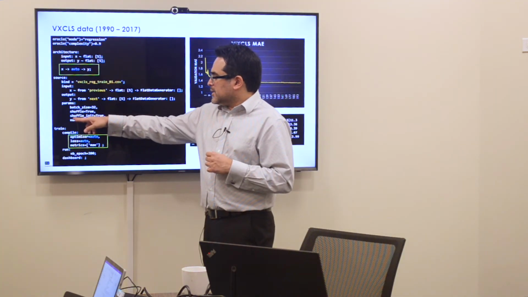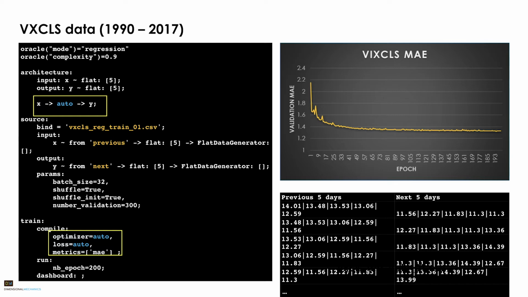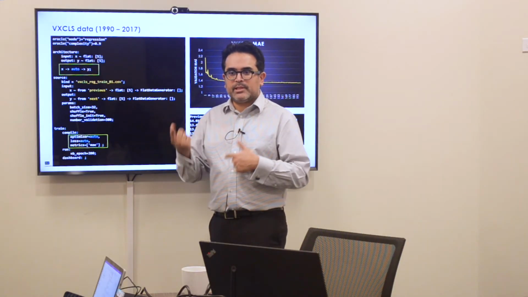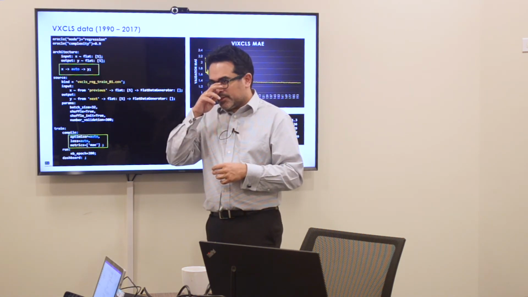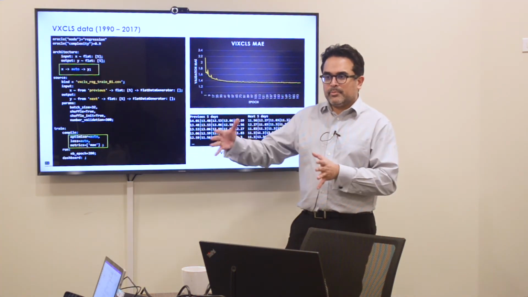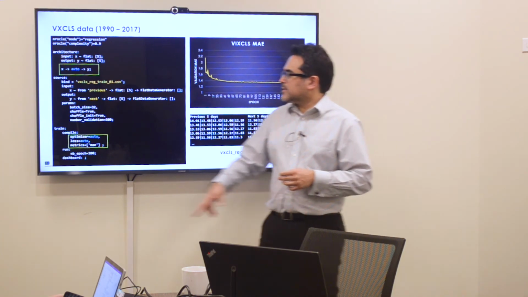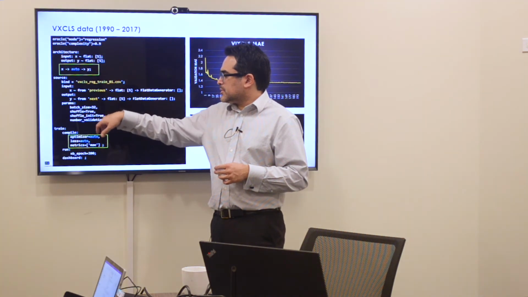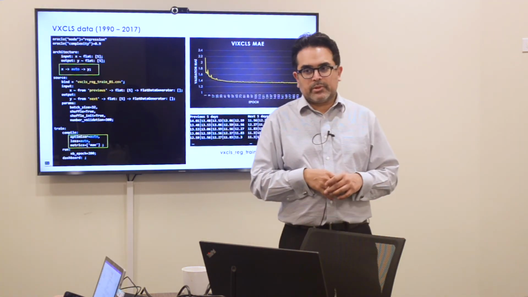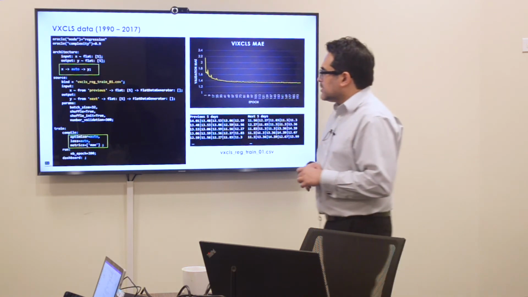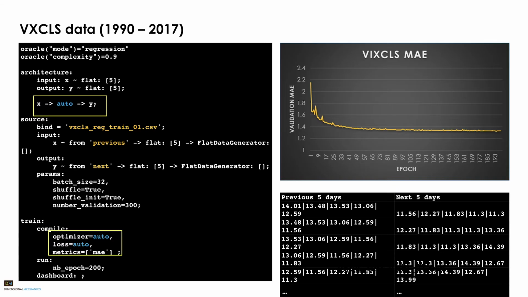So this says init equals true, which basically says I'm going to shuffle the data before I start training. And then shuffle equals true means that I will shuffle the data between epochs. So if there is any bias built into the order of the data, this eliminates that. Number validation means I reserve 300 data points for validating my model. In this case, I set the metrics equal to .mae. So what that means is that I'm optimizing for mean absolute error for this particular problem.